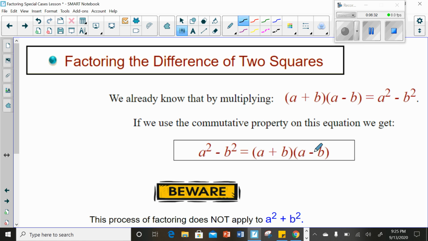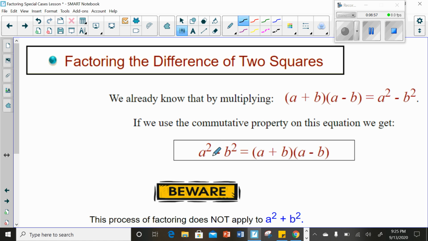So you also have to know it forwards and backwards. In other words, if you see the difference of 2 perfect squares, you know that it factors as this plus-minus pattern. You just take the square root of a squared, which is a, and put that in the first slot. Take the square root of b squared, which is b, and put it in the second slot, and you're done. This only works for the difference of 2 squares, not the sum of 2 squares.